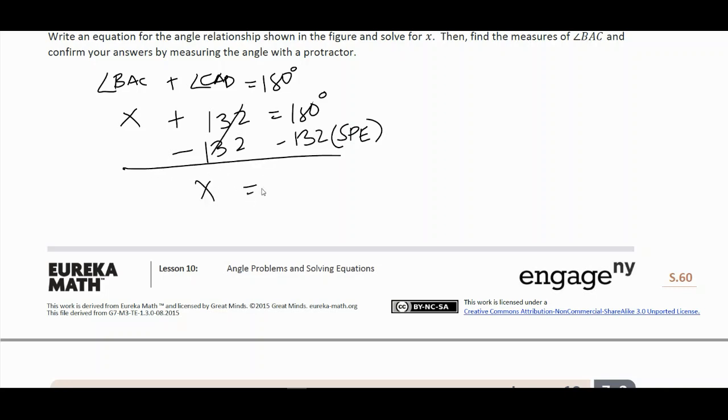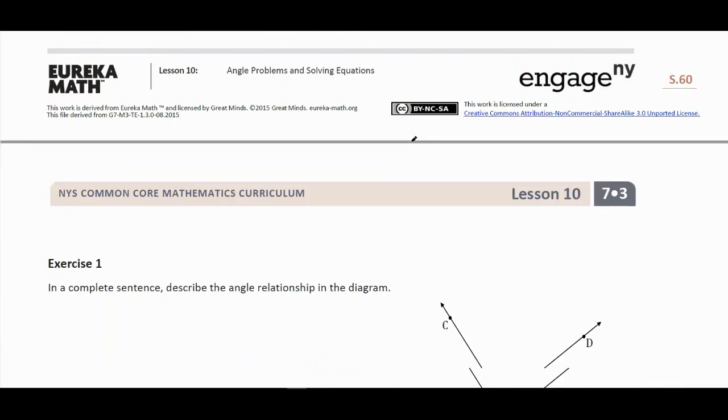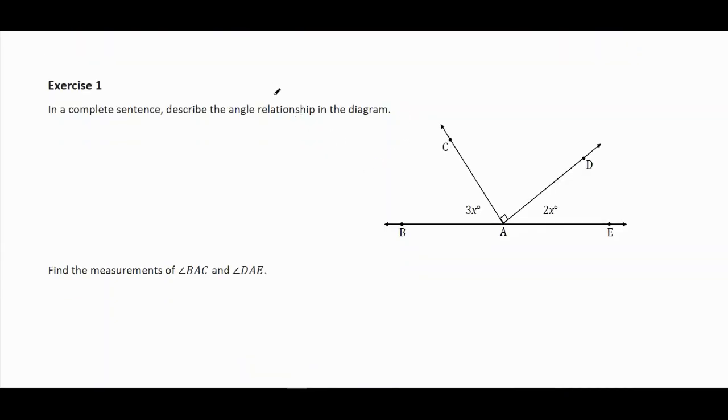So x is equal to, what is 180 minus 132? 48 degrees. Therefore, that is the measurement of angle x. If you're going to check it using a protractor, I bet you guys it's going to be the same. So in a complete sentence, describe the angle relationship in the diagram. So what can we say?